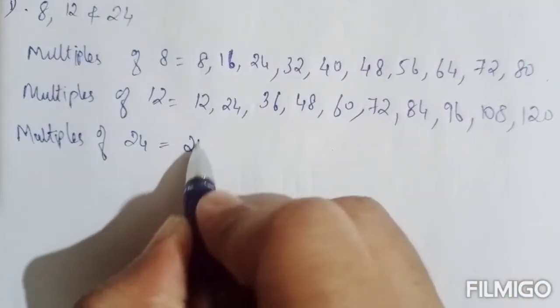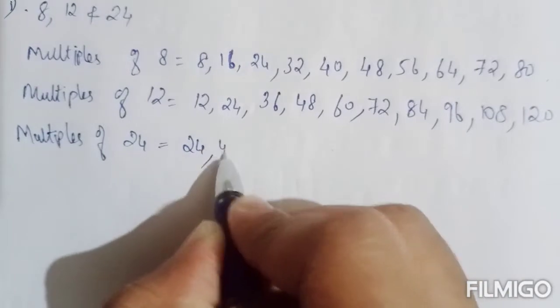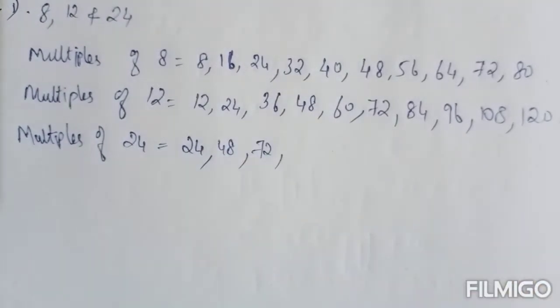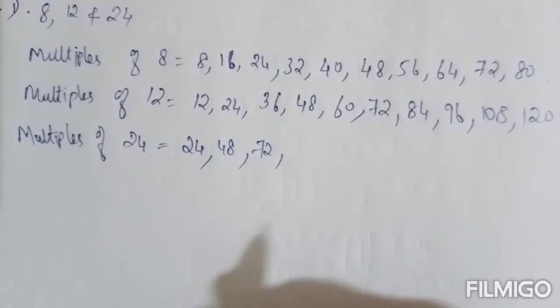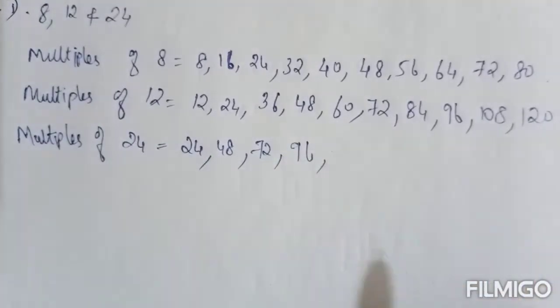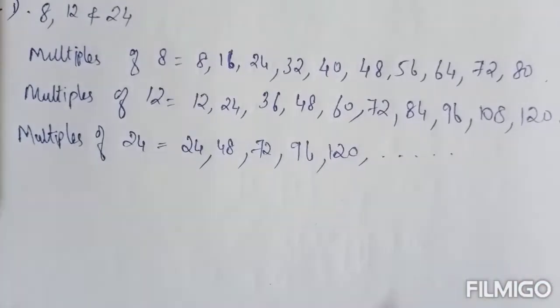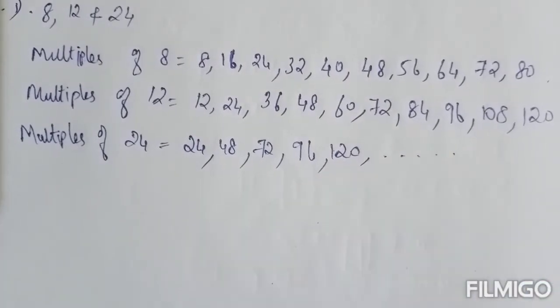Now 24 into 1, 24. 24 into 2, 48. 24 into 3, 72. 24 into 4, 96. 24 into 5, 120. Okay, let us stop here. This much only needed.